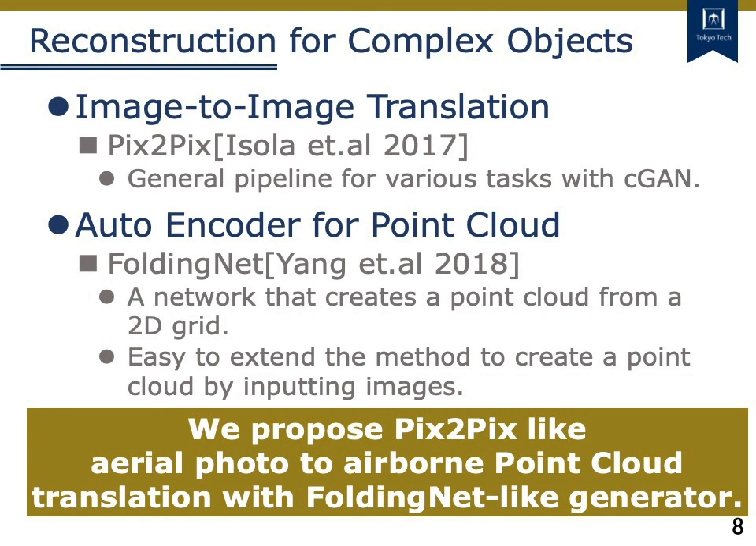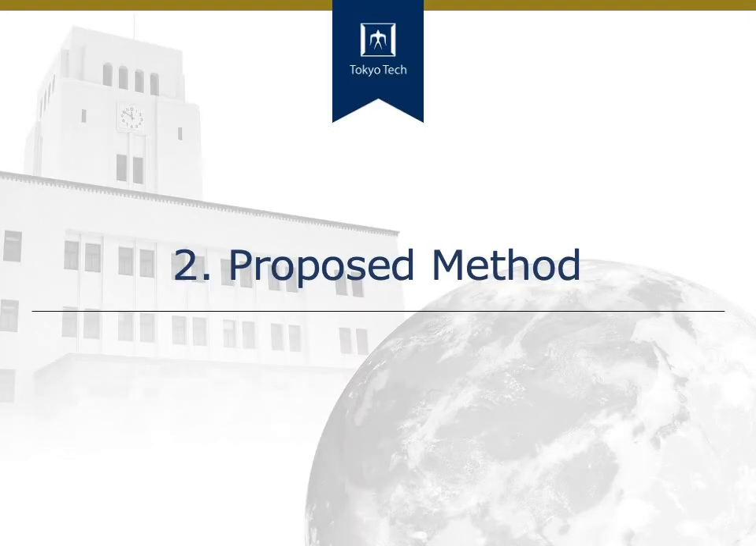The second one is an auto-encoder for point clouds. FoldingNet is one of the famous auto-encoder methods for point cloud. FoldingNet has a method that uses a two-dimensional grid as the initial value and a decoder to recover the point cloud. Therefore this method can extend to create a point cloud by input images. We propose Pix2Pix-like aerial photo to airborne point cloud translation with FoldingNet-like generator. Next, I will talk about our proposed method.